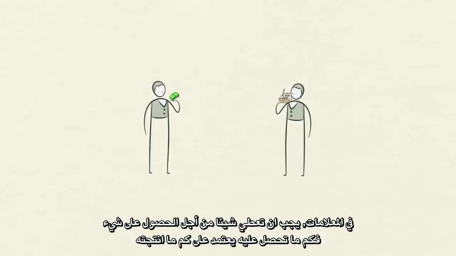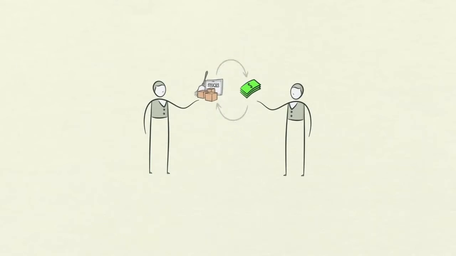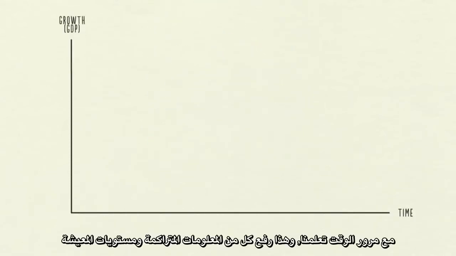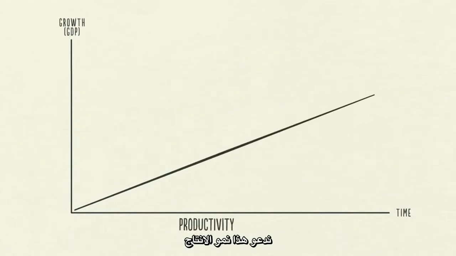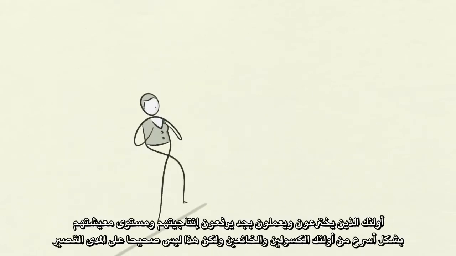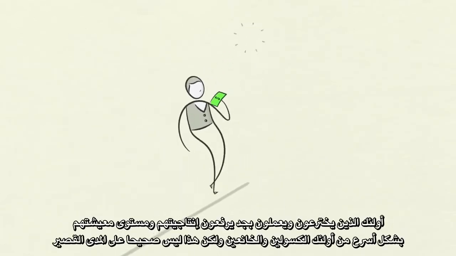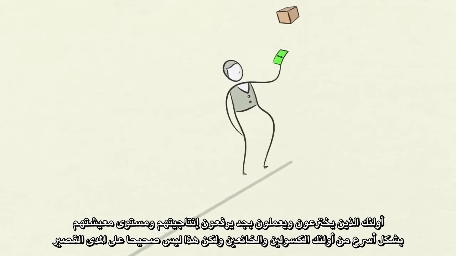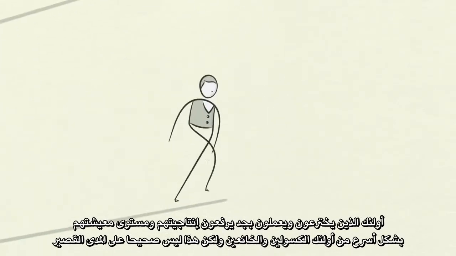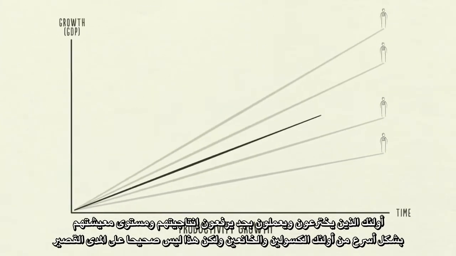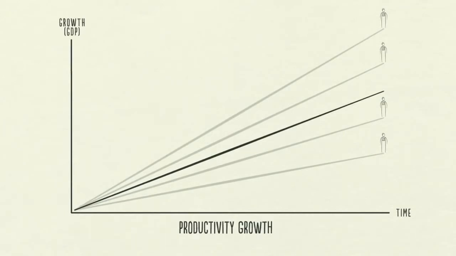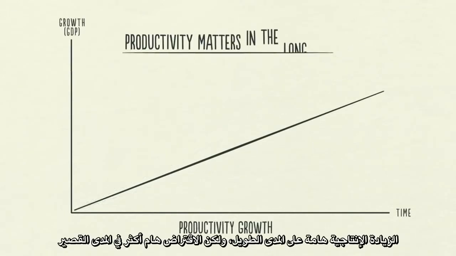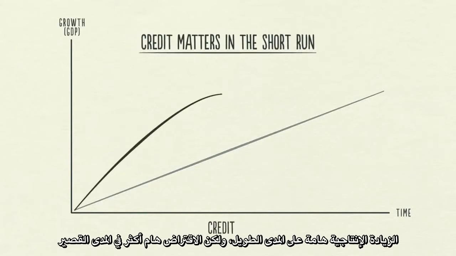In a transaction, you have to give something in order to get something, and how much you get depends on how much you produce. Over time, we learn, and that accumulated knowledge raises our living standards. We call this productivity growth. Those who are inventive and hardworking raise their productivity and their living standards faster than those who are complacent and lazy. But that isn't necessarily true over the short run. Productivity matters most in the long run, but credit matters most in the short run.